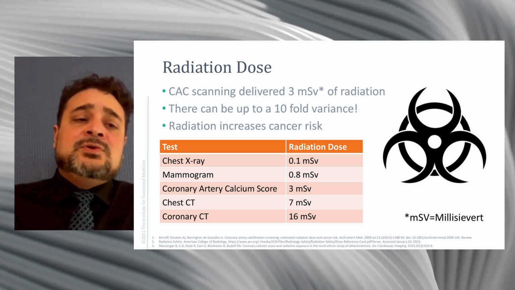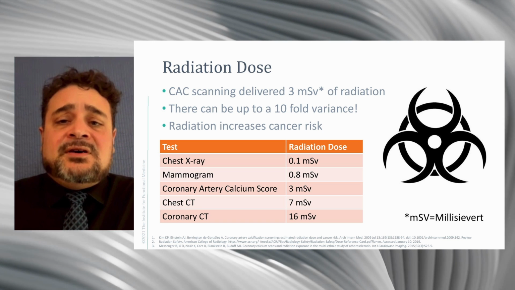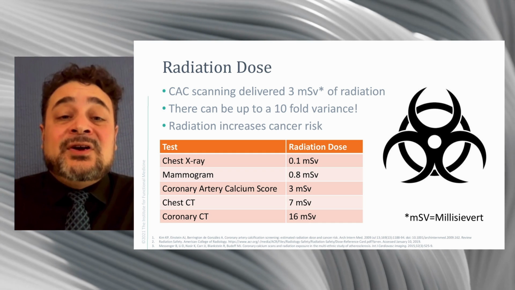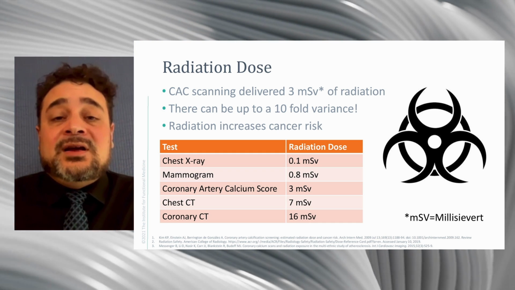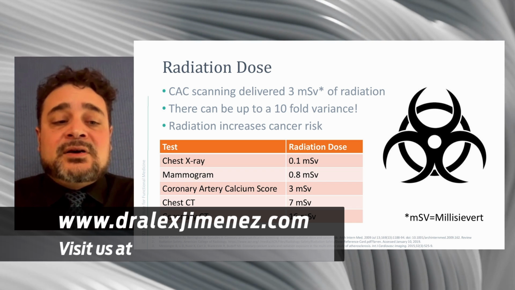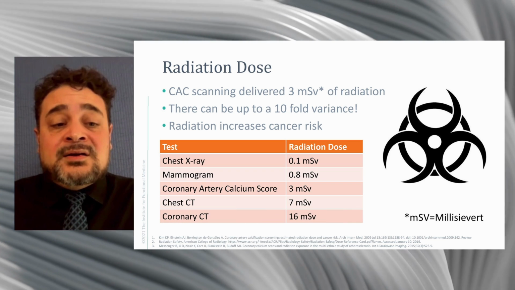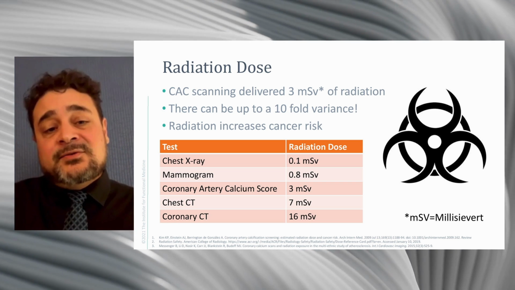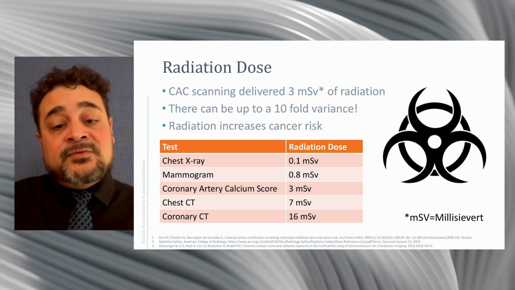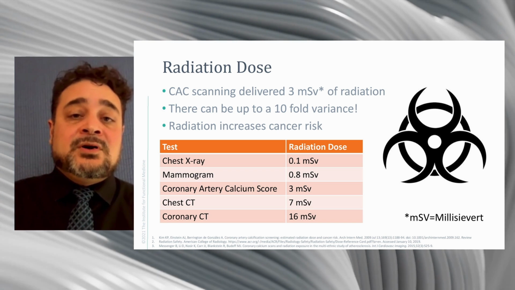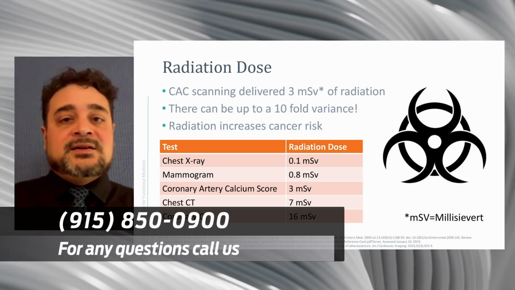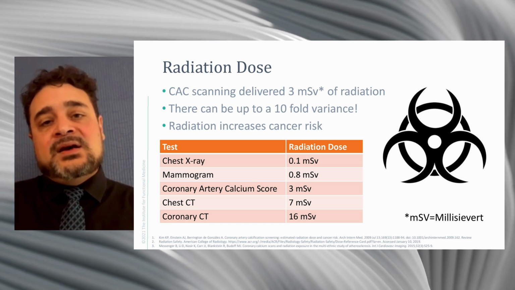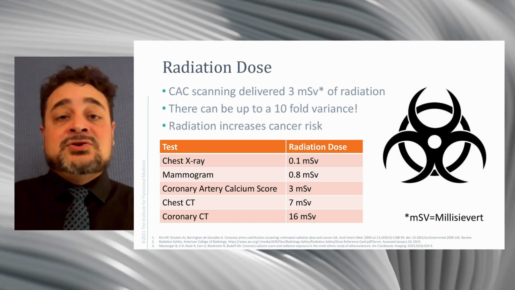Radiation. So if you look at it, 3 millisieverts of radiation per coronary artery calcium score, and there could be a 10-fold variance. So somebody could have 10 times the amount of radiation if they're not doing it right at the center. Take a look at how much an X-ray is, 0.1. So you go from 0.1 millisieverts getting a chest X-ray, to 3 millisieverts doing a coronary artery calcium score, which you may want to do, which according to guidelines you can do every 5 years.